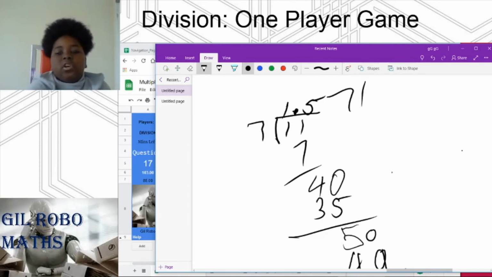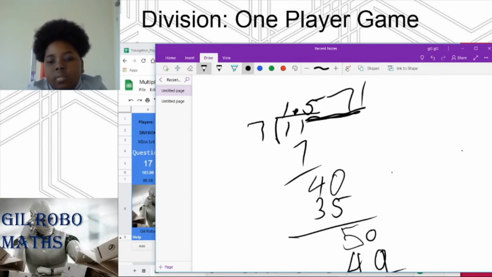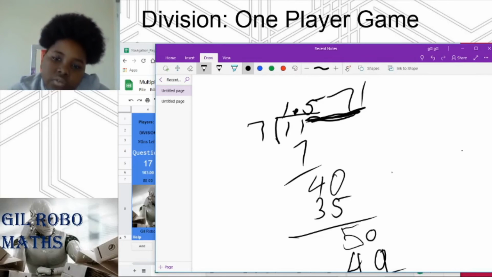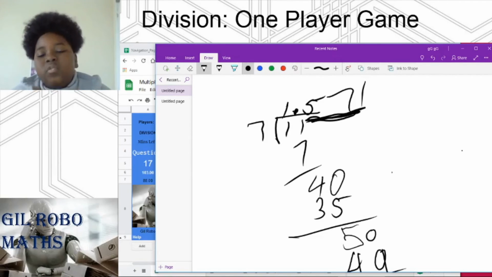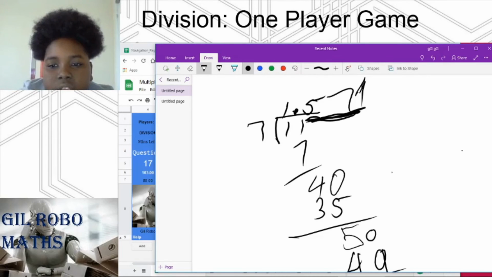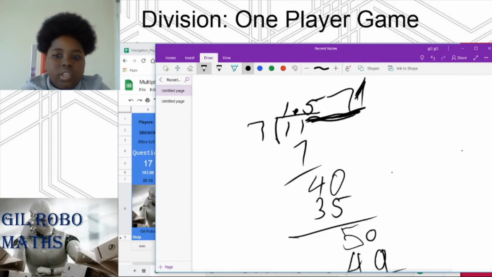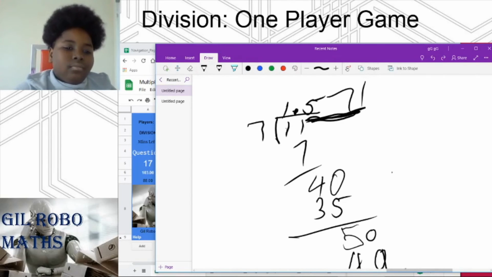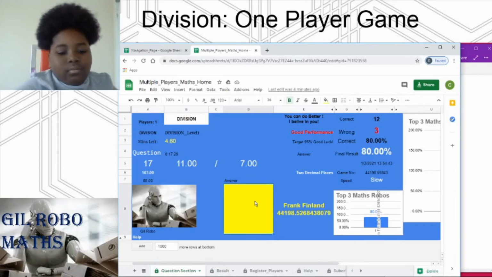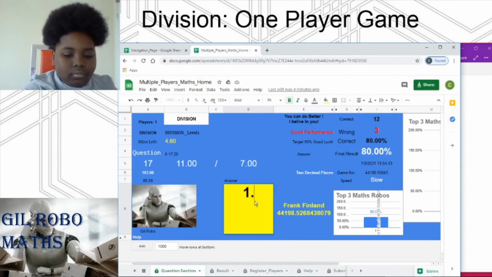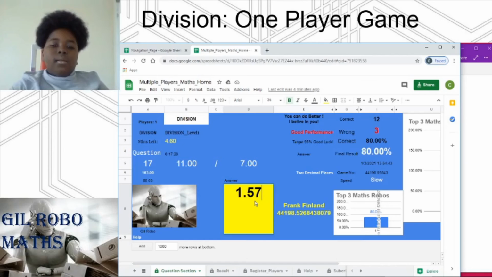So now, guys, we've done 3 decimal places, but you remember I said the game only wants 2 decimal places. So our answer is going to be what? So first, let's round this down because it's a 1, so our answer is going to be 1.57.